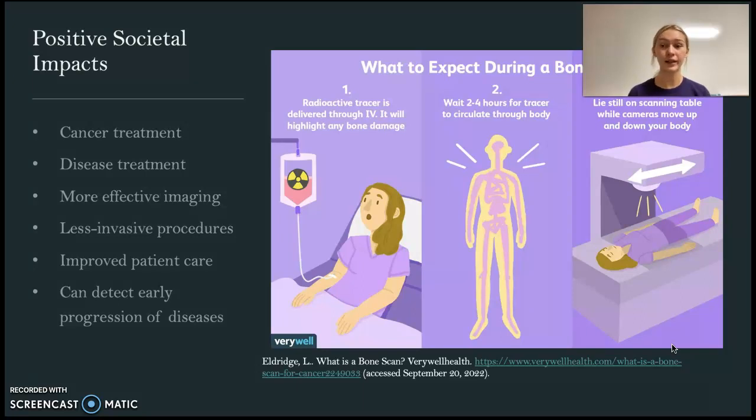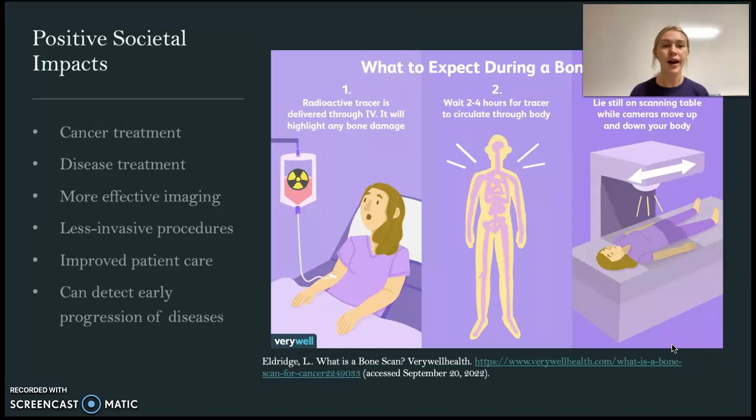Positive societal impacts of nuclear medicine. Obviously, just cancer treatment, being able to get rid of that disease inside of your body and live longer than you would otherwise. Same thing with disease treatment. It's more effective, so doctors are able to tell exactly where and what the issue is faster and more accurately. Less invasive procedures, so it's not like a surgery you have to go in and see what's going on. A scan can tell you more quickly.